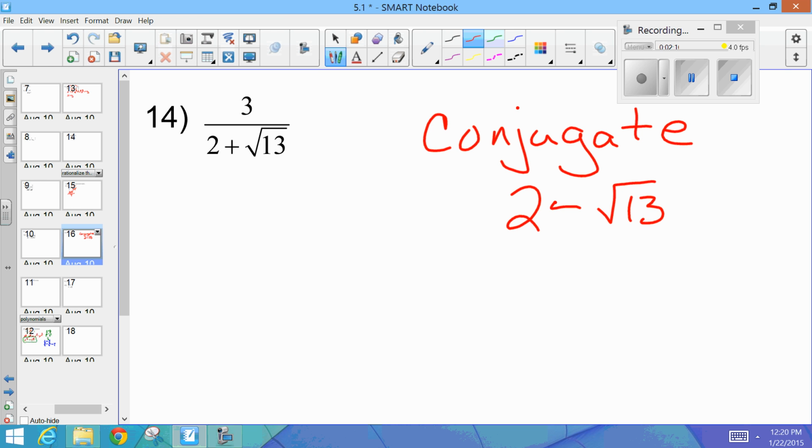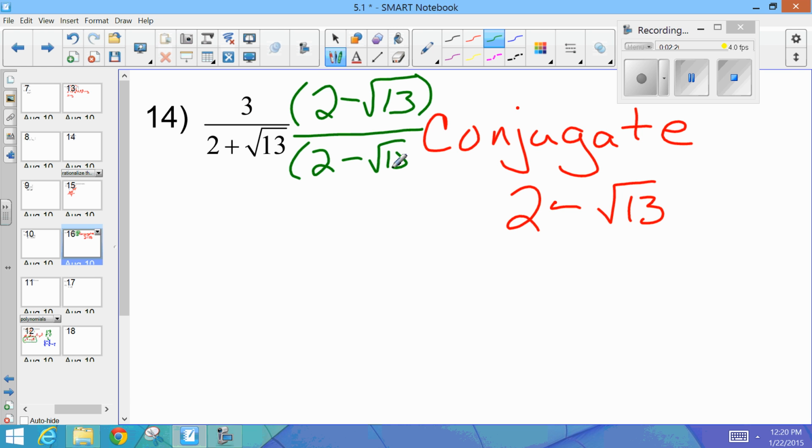All right, so here's what it looks like. I'm going to multiply both top and bottom by 2 minus the square root of 13. Up top I've got a distribute. So 3 times 2 is 6, and 3 times negative square root of 13 is negative 3 square root of 13.